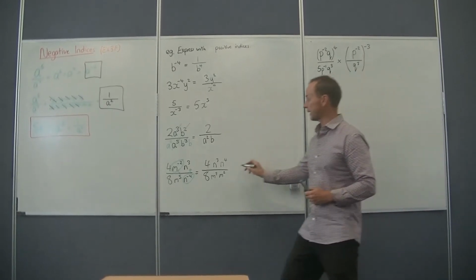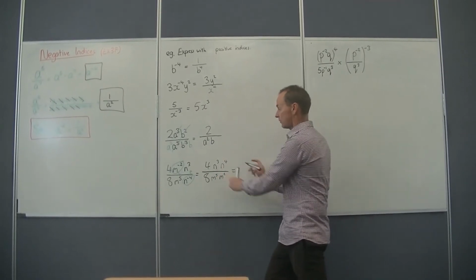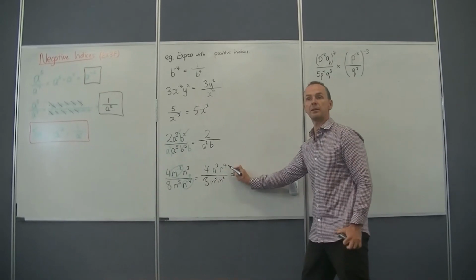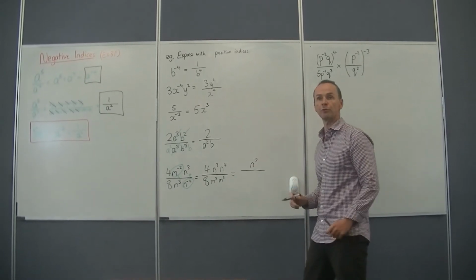Okay, so the next thing we need to do is we can simplify. This means multiplying in between those. So n to the power of 3 times n to the power of 4, we know that is n to the power of 7 from one of our first rules.